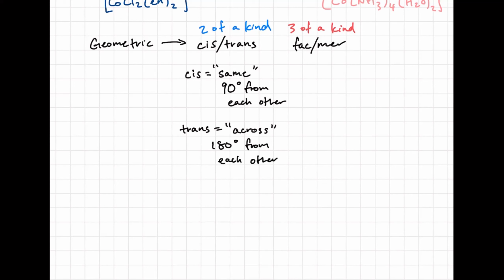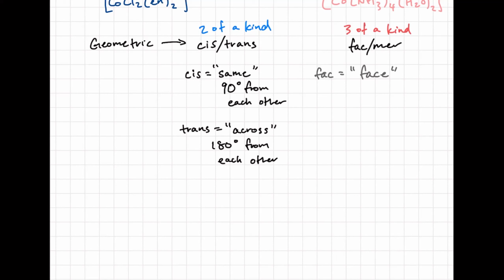FAC and MER are a little bit different, and I'm pretty sure your TA has mentioned it, if not Chamberlain has mentioned it in her lectures, but I'll still go over it. FAC, I think of a face. So they form sort of a triangle, or face of the octahedral. I guess it should be octahedron because it's the shape.